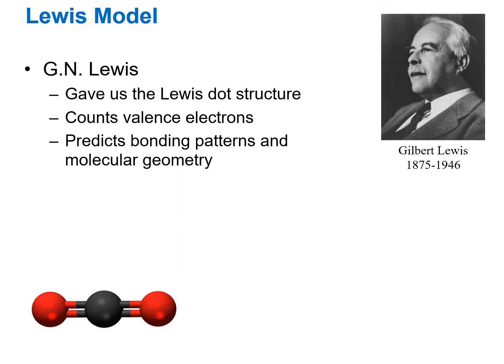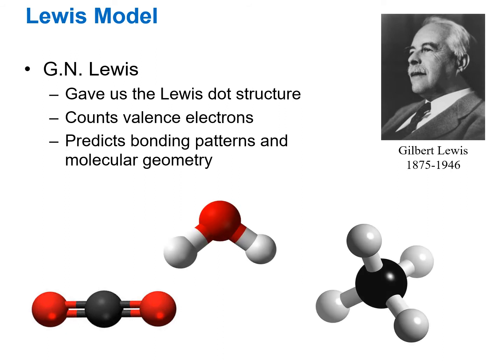So Lewis was able to predict the geometry of all three of these molecules that we see here, and to do so with amazing accuracy, even though it was a simple approach. It has its limitations, but for us, it's going to be very handy because it's a great tool to help Chemistry 1 students understand what's happening at the molecular level, how these things come together. And we're going to be looking at it in some depth later on in the chapter.